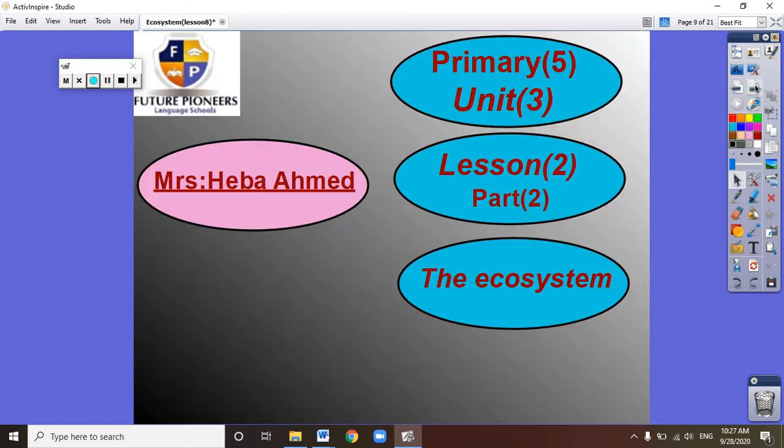Let's start with the natural changes. But let's complete this part in the next session.